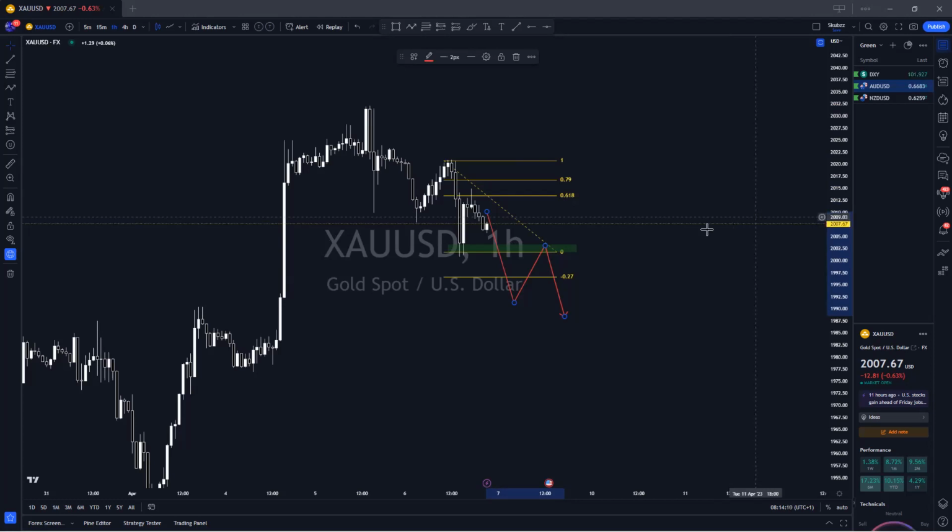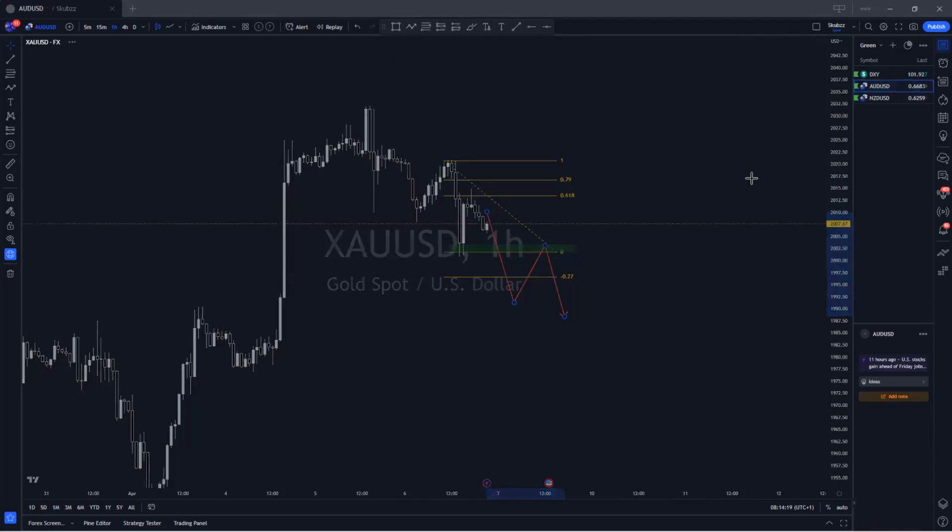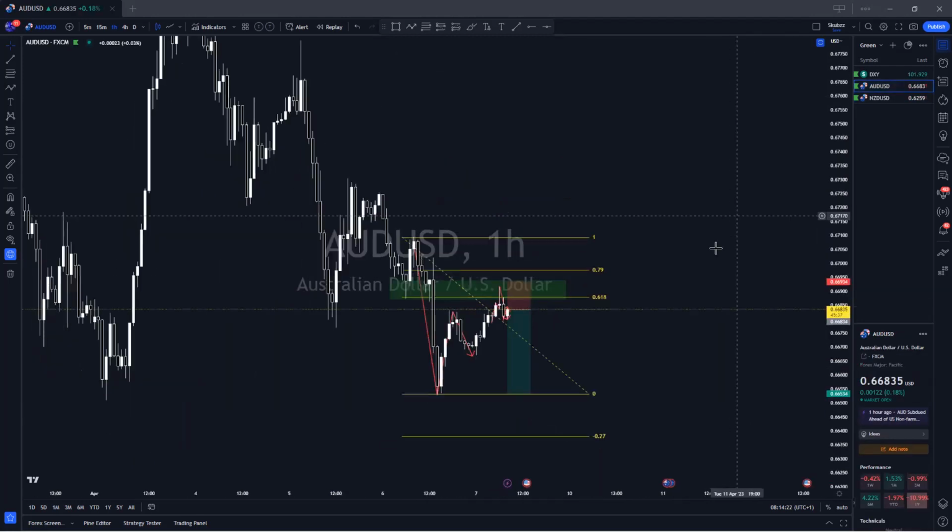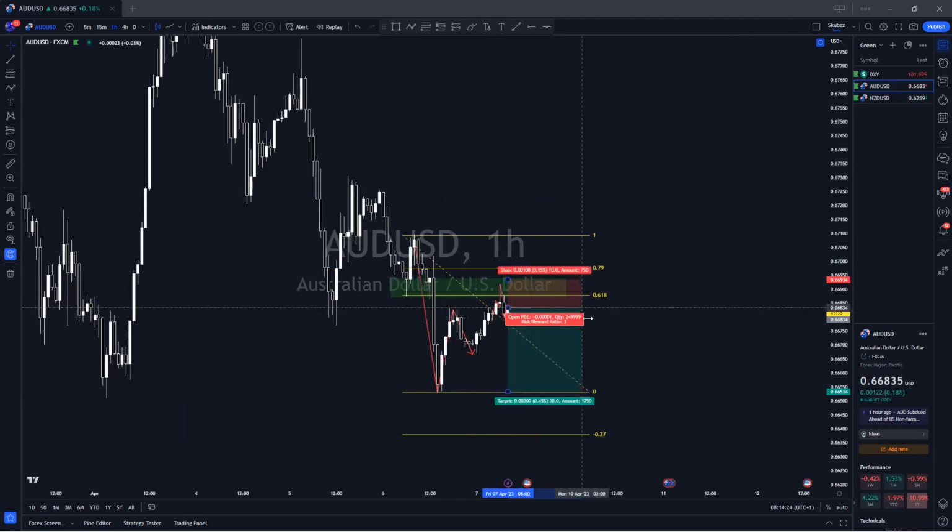Okay, any other pair you guys want us to take a look at before we go? So the setup we have already right now is ADUSD. So let's sit back and see how it plays out.